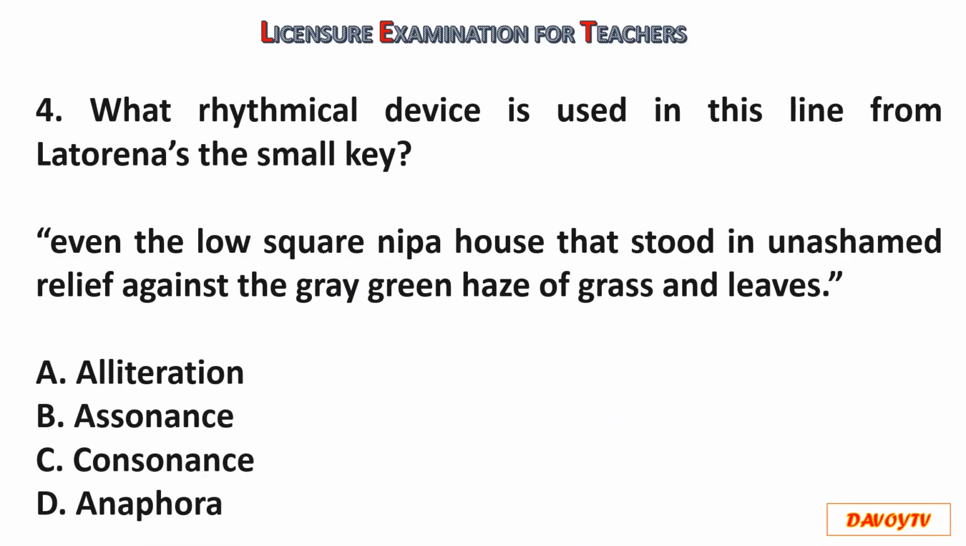Question number 4. What rhythmical device is used in this line from Larnaca's The Small Key? Even the low square nipa house that stood in unashamed relief against the grey-green haze of grass and leaves. A. Alliteration. B. Assonance. C. Consonance. D. Anaphora. The correct answer is letter A. Alliteration. Alliteration involves the repetition of consonant sounds at the beginning of words that are close to each other. In the phrase grey-green haze of grass and leaves, the repetition of the G sound exemplifies alliteration.